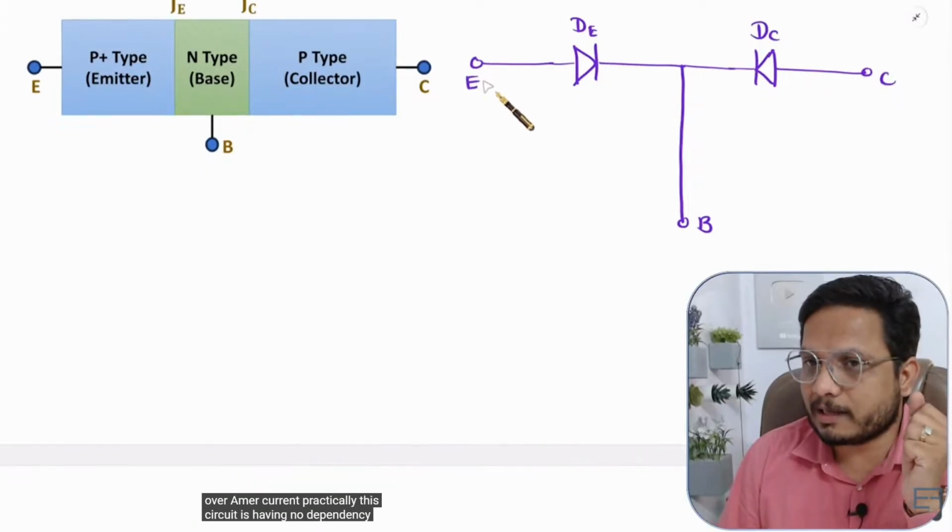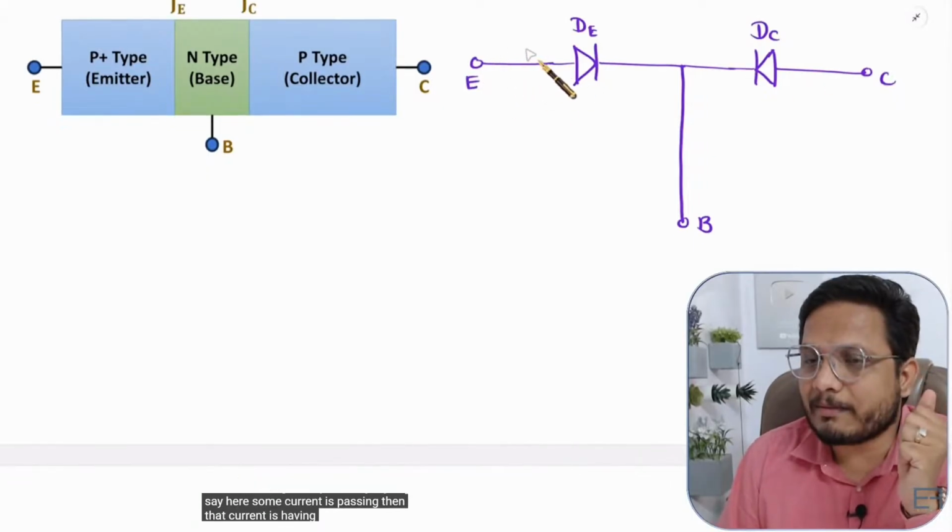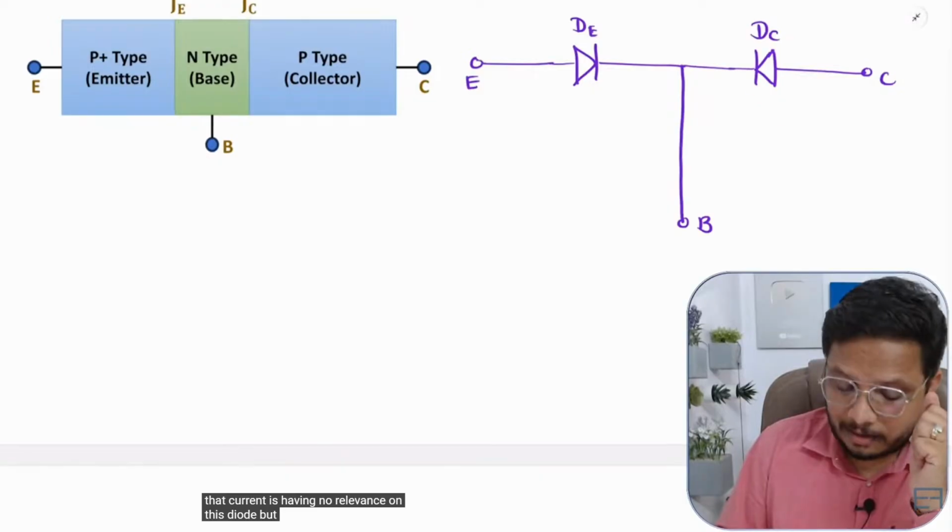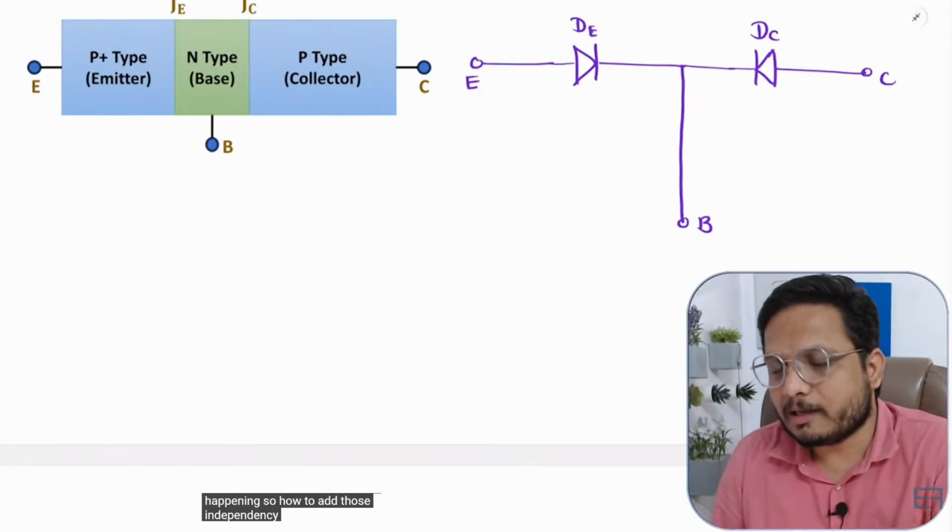Practically, this circuit has no dependency. If some current is passing here, then that current has no relevance on this diode. But in a transistor that is happening. So how to add those dependencies? Let me explain that.